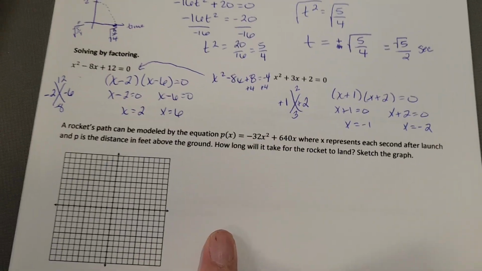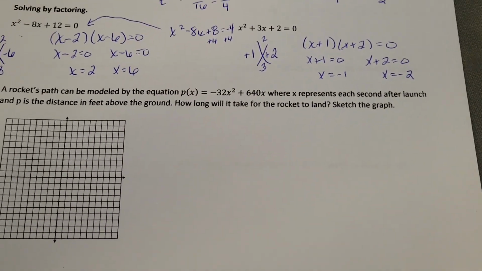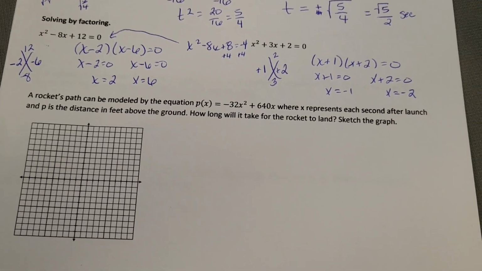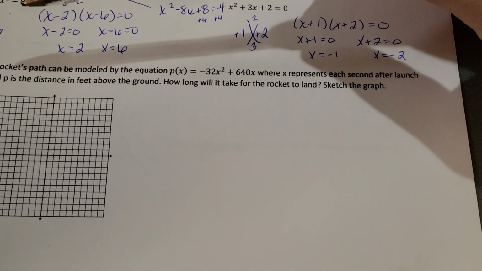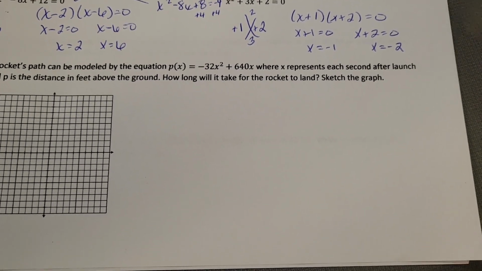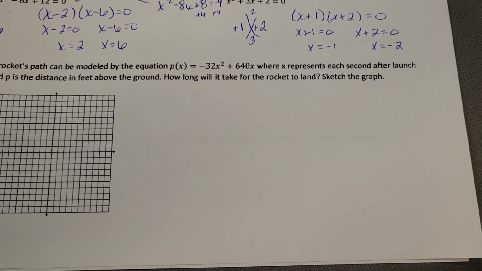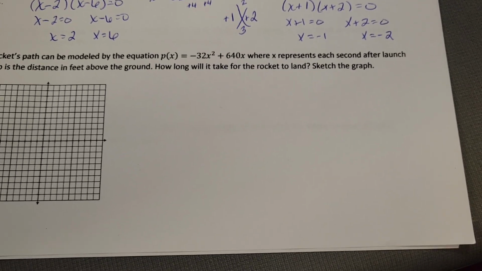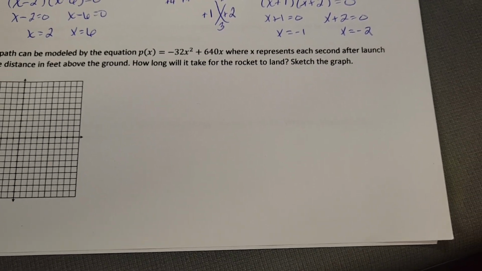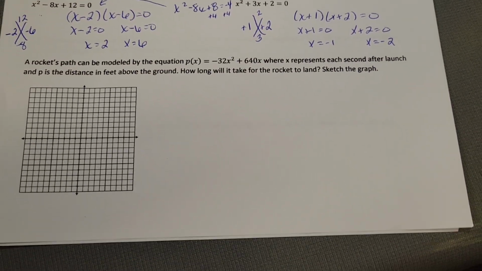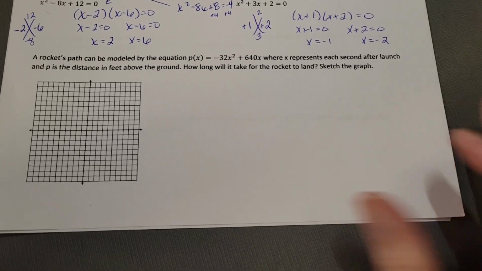Okay, so here is one more word problem example, and this is kind of going back to some of the square root factoring stuff. A rocket's path can be modeled by the equation p of x equals -2x squared plus 640x, where x represents each second after launch and p is the distance in feet above the ground. How long will it take for the rocket to land? So how long will it take before the rocket gets back to the ground?